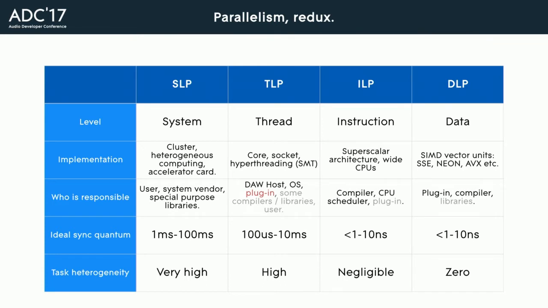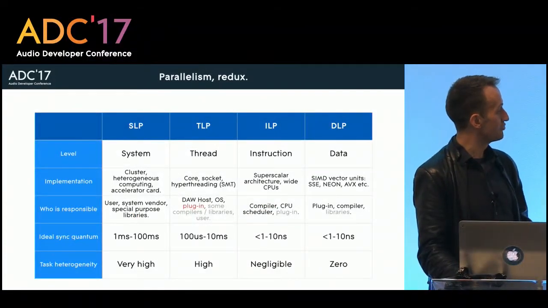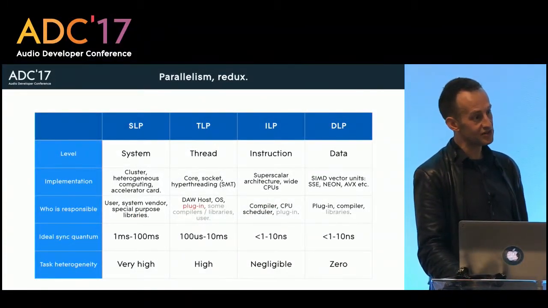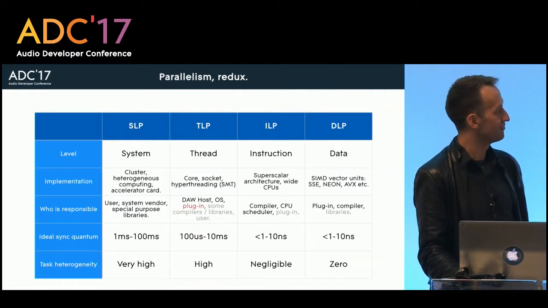Now, when we think about system level, you can have some completely different tasks. You can even have different kinds of chips running in your system. When you think about a CPU and a GPU running their own full stack operating systems, that's system level parallelism. It hasn't really caught on for audio work because the synchronization quantum, the minimum task size for that, is pretty big. If something's got 100 milliseconds of round trip latency to synchronize, that's not much use when you're running 3 millisecond audio buffers.